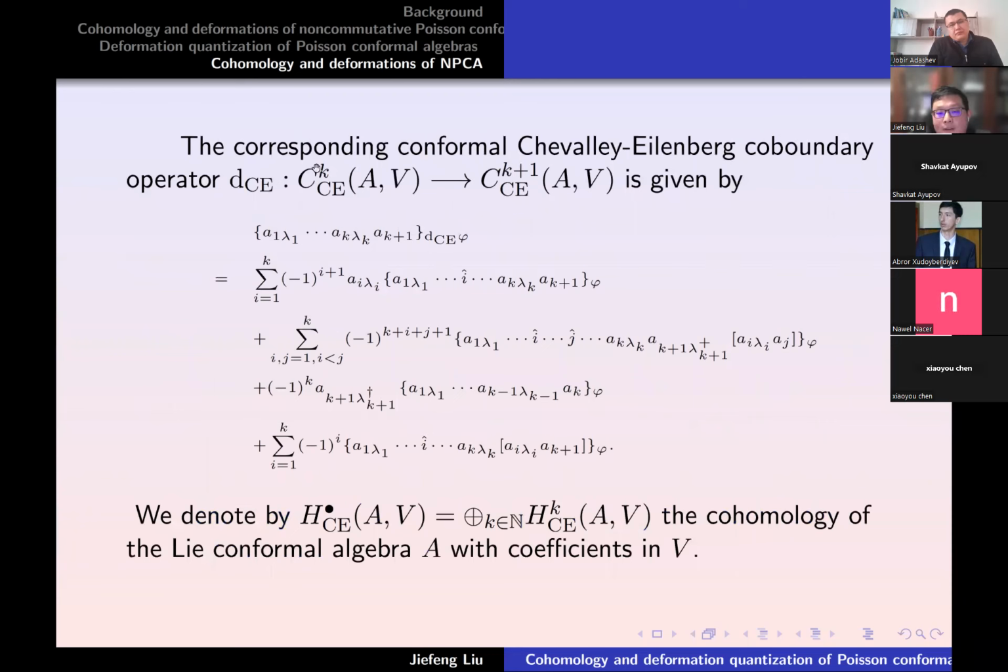The corresponding conformal Chevalley-Eilenberg coboundary operator is defined by this. It's similar to the classical one, but it's somewhat different from the formula given in the classical case, because we need to deal with the lambda_i and the special lambda_{k+1} in this case. We denote by H_CE the cohomology of the conformal algebra A with the coefficients in A, this symbol.